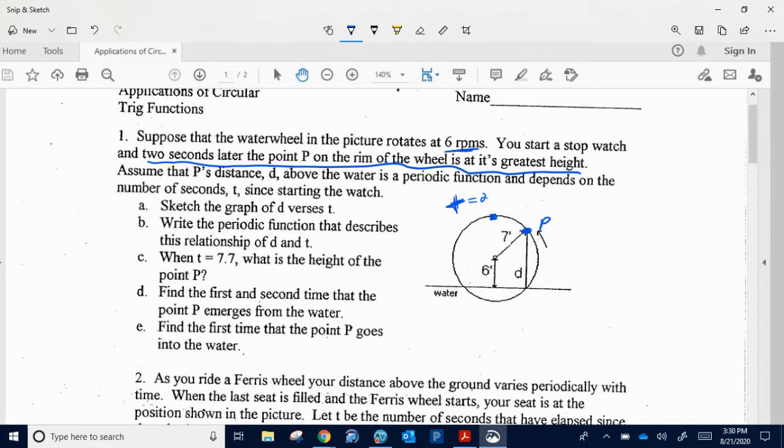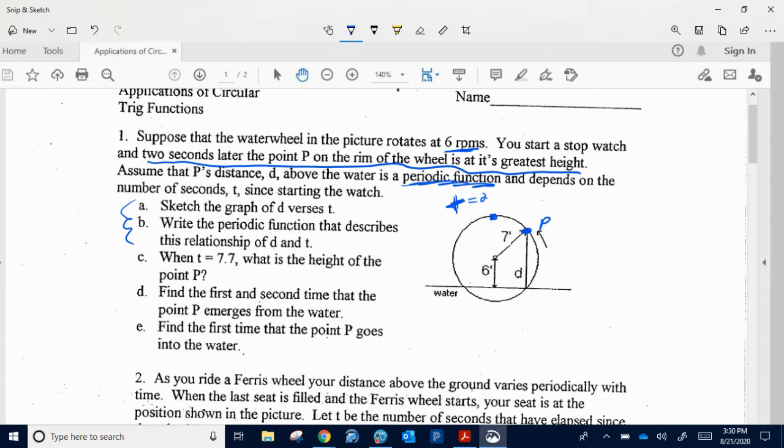Assume that P's distance above the water is a periodic function. So again, periodic means it's regularly repeating. It's repeating on consistent intervals and depends on the number of seconds t since starting the watch. Sketch the graph and write the function. So kind of like last time, part A and B go together. We want a graph of it and an equation. From there, you're going to use your graph and equation to answer follow-up questions about specific times or moments. Not a lot of info here, but we have more than enough. We know what's going on.